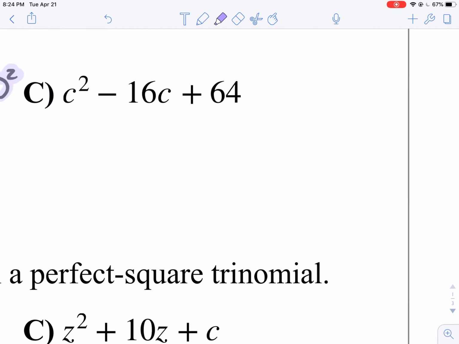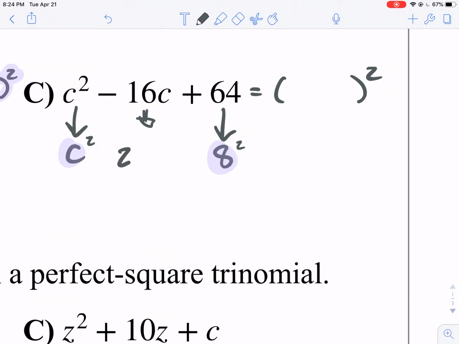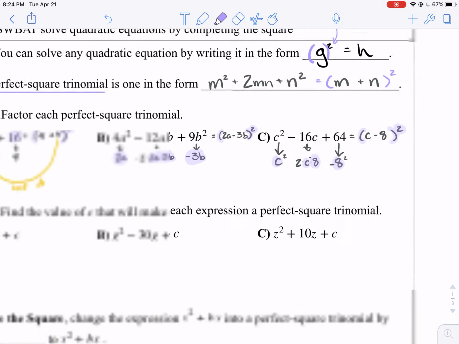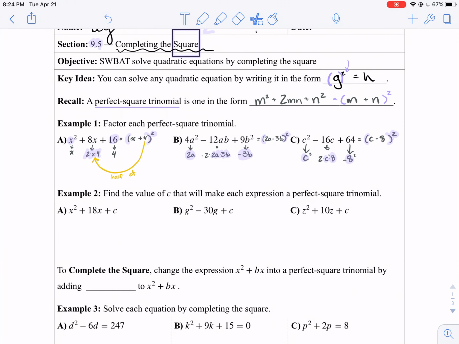And finally, let's use our perfect square trinomial shortcut here. This is equal to something squared, and let's find out. That's equal to c squared. 64 is equal to 8 squared. And in the middle, this is going to be equal to 2 times c times 8. Oh, it's got to be negative 8. So this is equal to c plus negative 8, or c minus 8 squared. That's our perfect square shortcut right here.